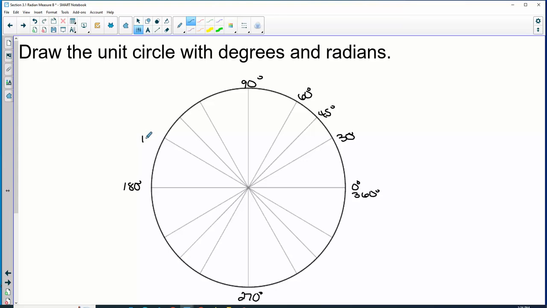So 180 minus 30, 180 minus 45, 180 minus 60, 180 plus each of those. So 180 plus 30, 180 plus 45, 180 plus 60. And here we did 360 minus. So 360 minus 30, 360 minus 45, and 360 minus 60.